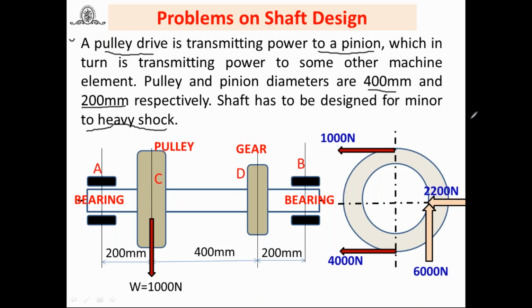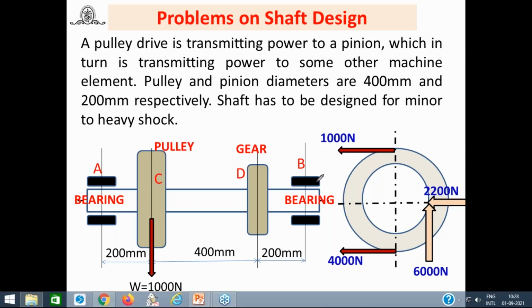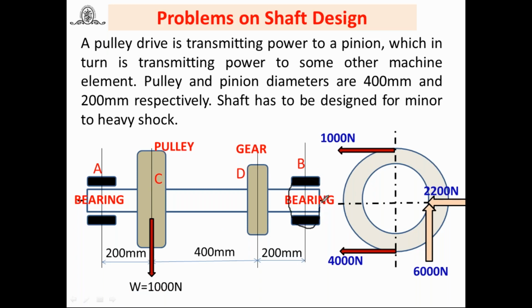Remember this thing. Now the figure is given. You can refer to it. This is bearing B. This is bearing A, which gives support to the shaft. This is the shaft where the pulley is mounted. From bearing A, the left hand side bearing, the pulley is located at a distance of 200 mm. Then on the same shaft, a gear is mounted, here called a pinion. The pinion means a small gear. It is located from the pulley at a distance of 400 mm. And then bearing B is at a distance of 200 mm from the gear. Remember this thing.